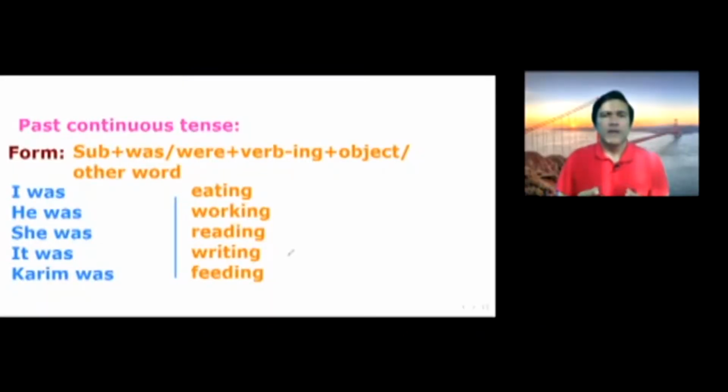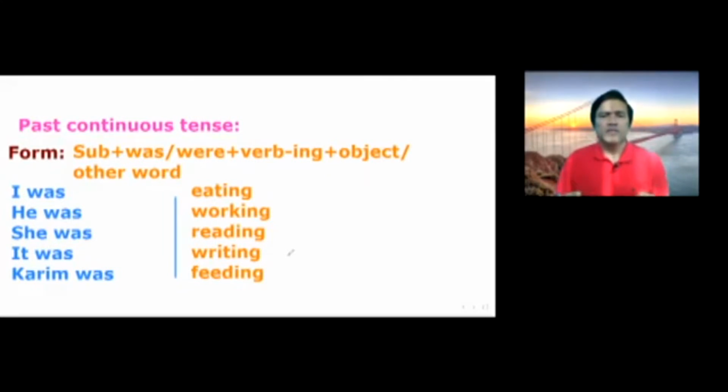So today we learn past continuous tense. What is past continuous tense? If something happened in the past continuously, then it is called past continuous tense. Like, I was eating, he was working, she was reading, it was writing, Karim was feeding.